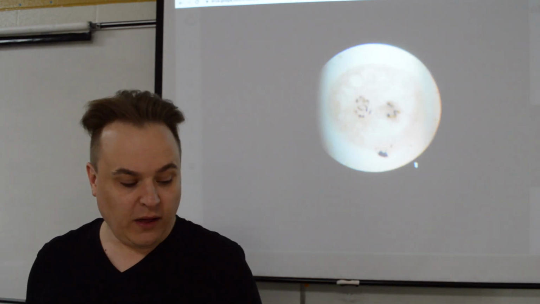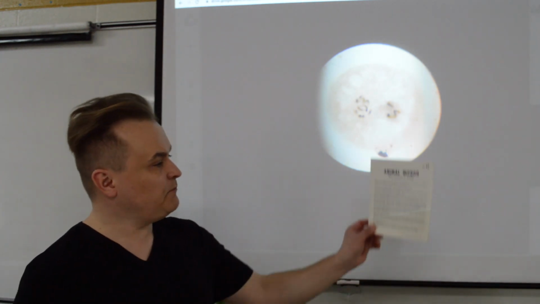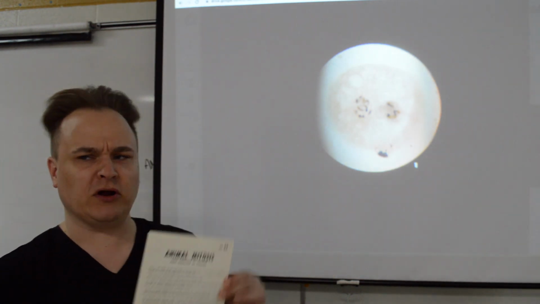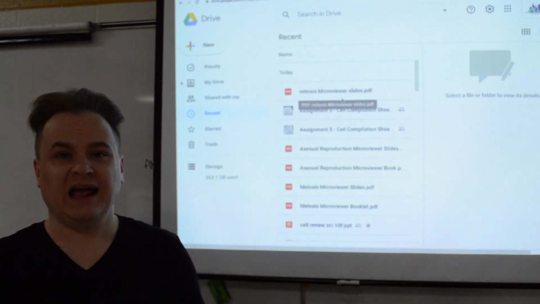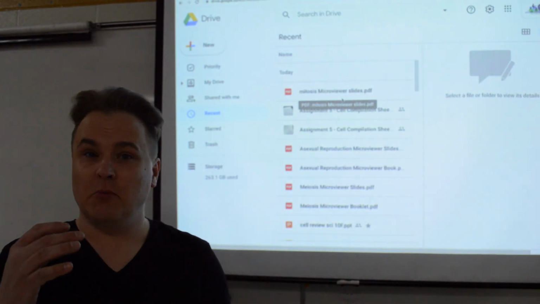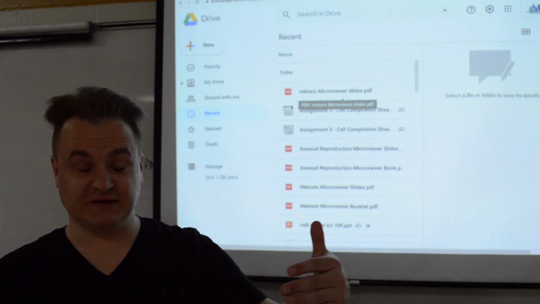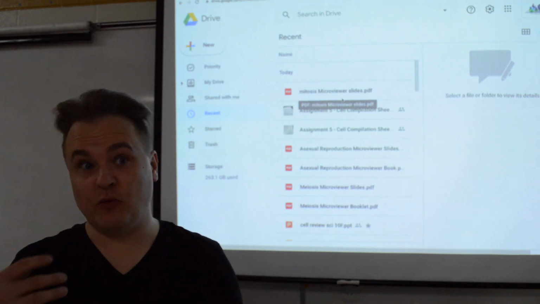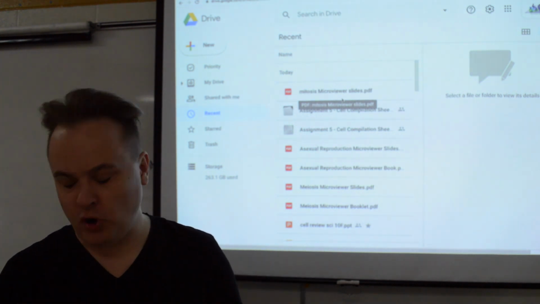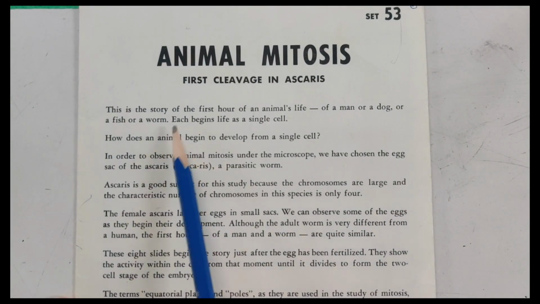I got pictures. Well, the thing that comes with this Microviewer and with the slide is the booklet that holds the slide. And you actually need to read the booklet. Well, where do I find the booklet? In the classroom, there will be a folder called Mitosis Microviewer Booklet. So there's one called Mitosis Microviewer Slides, which will be the pictures, and there'll be one called Mitosis Microviewer Booklet. And the booklet will be a PDF, a nice diagram of something like this.